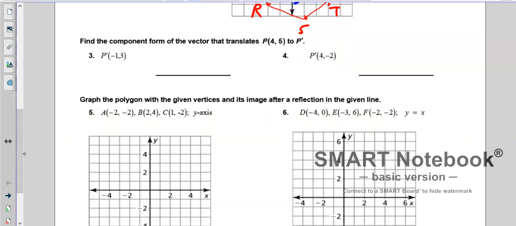All right, find the component form of the vector that translates (4, 5) to this one. So we're going from here to here. So how do we go from 4 to -1? If it helps you, just use this graph below. How do we go from here to here? Well, we go 1, 2, 3, 4, 5 to the left. So we have to move 5 to the left to get to -1. And to go from 5 to 3, we need to go down 2.